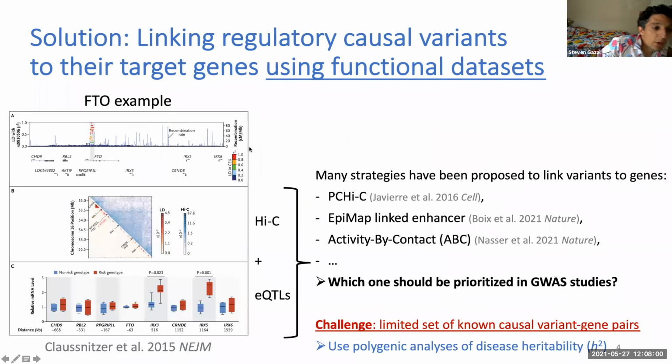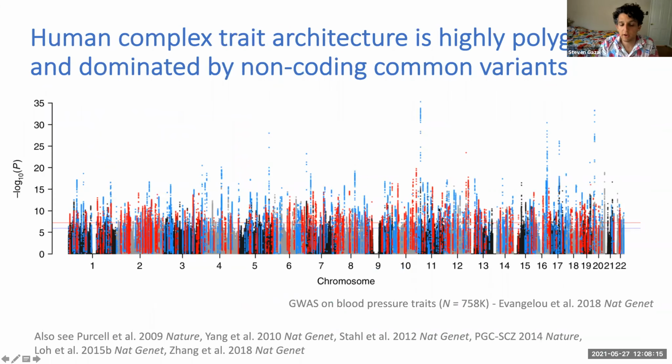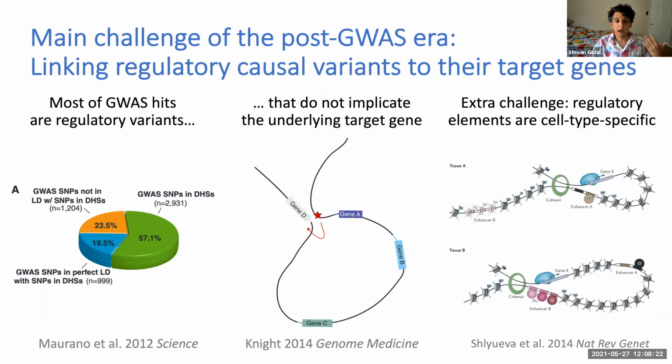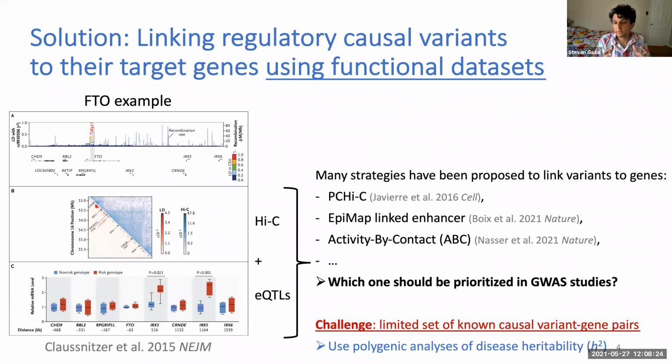Okay, so one solution to link these regulatory causal variants to their target gene is to aggregate evidence from functional data sets, right? Because if you do a GWAS like that and you have hundreds of variants, it's really hard to manually validate all this signal. And so the common solution right now is just to aggregate evidence from these functional data sets.